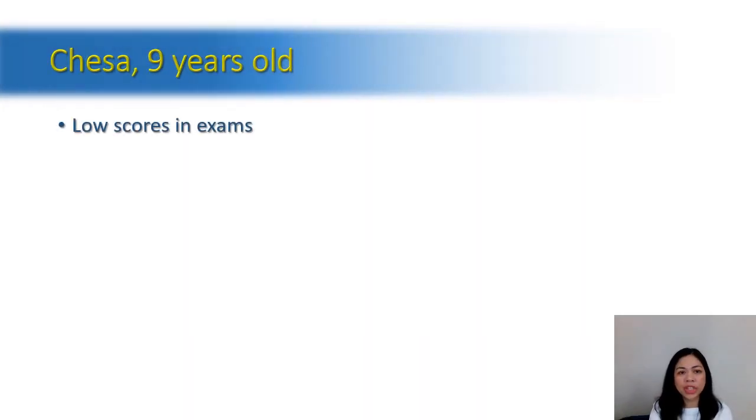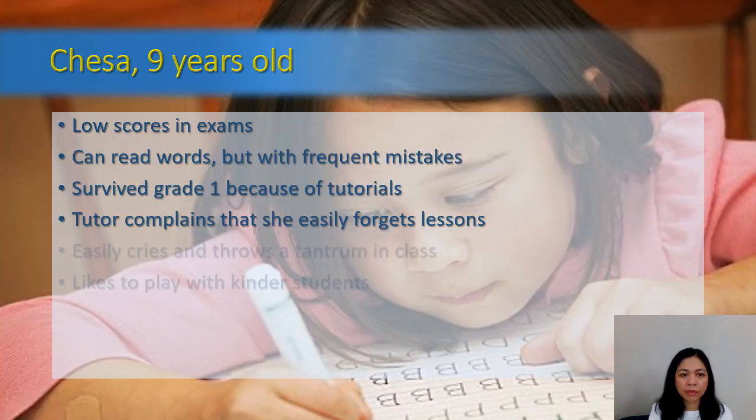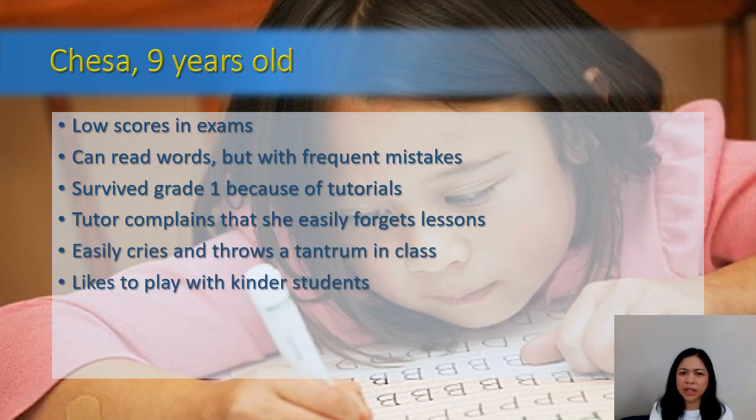Let's now go to Chessa, our fourth case. She is 9 years old. She has low scores in her exams. She can read words, but still with frequent mistakes, much like our previous case. She survived grade 1 only because of tutorials, but the tutor complains that she easily forgets her lessons, and she easily cries and throws a tantrum in class although she's already 9 years old. And she prefers to play with younger kids, like the kinder students. She usually can't get into what her classmates are into.